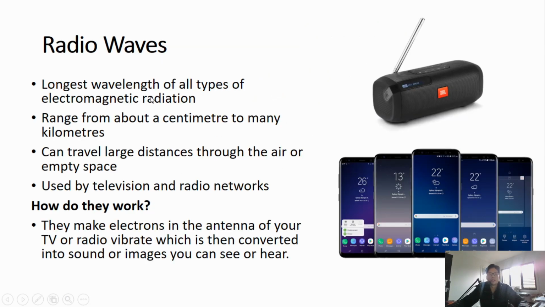Radio waves have the longest wavelength of all types of electromagnetic radiation. They range from about a centimeter long to many kilometers, and they can travel large distances through the air or empty space. So they are often used by television and radio networks, mainly because they can travel such far distances. They work by making electrons in the antenna of your TV or radio vibrate, which is then converted into sound or images you can see or hear.